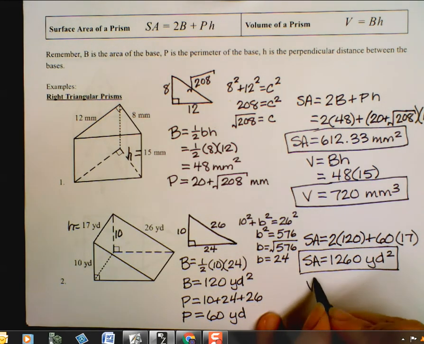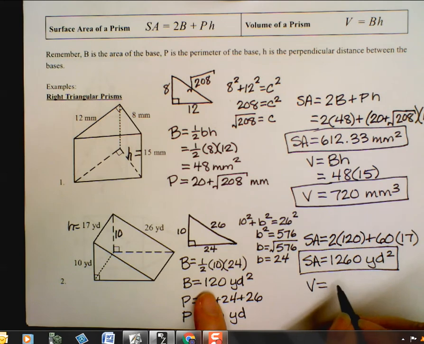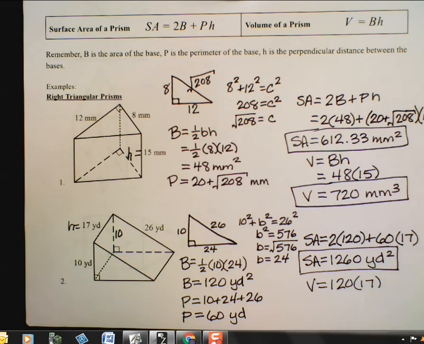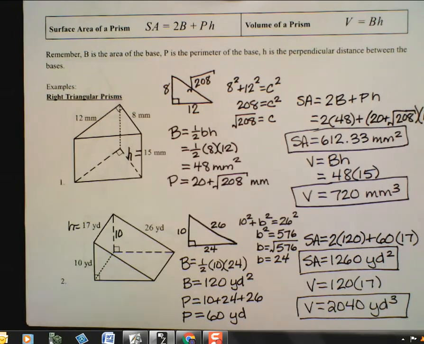Now for the volume. Volume is the area of the base, 120, times the height of the solid, 17. In this case, 2,040 yards cubed becomes the volume of this triangular prism. And that takes care of finding the surface area and volume of a triangular prism when the base is a right triangle.